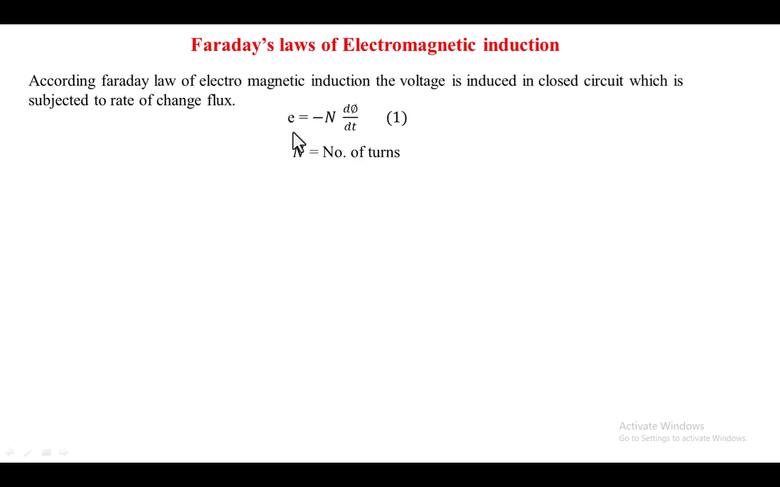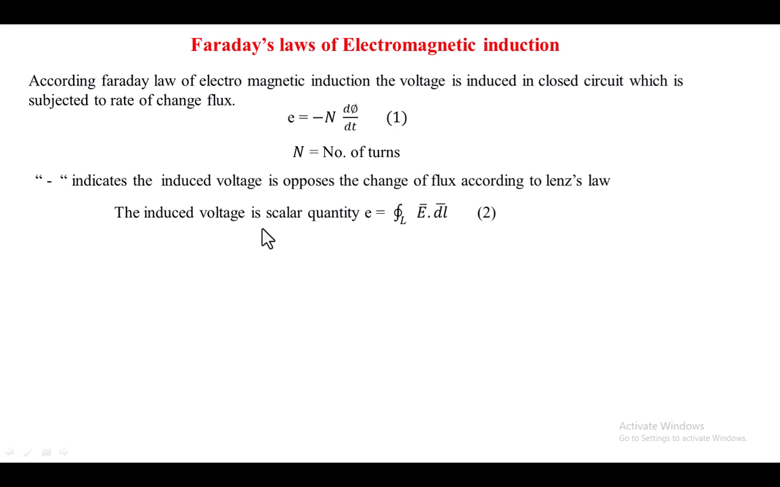Mathematically, we can write it as E equal to minus N dΦ by dt, where N is the number of turns in a coil, and Φ is the magnetic flux, which is changing with respect to time. The minus sign indicates that the voltage induced in a conductor produces a flux opposite to the very cause of it, according to Lenz's law.